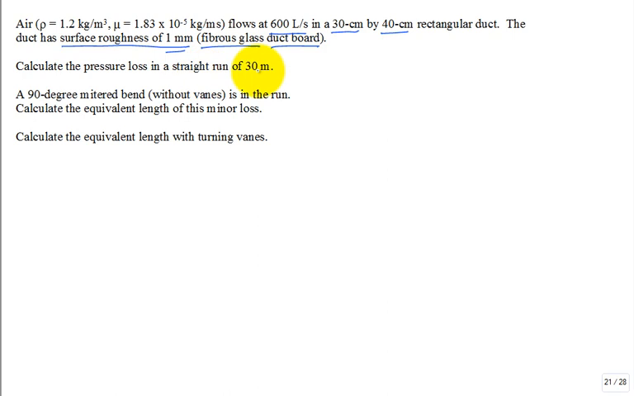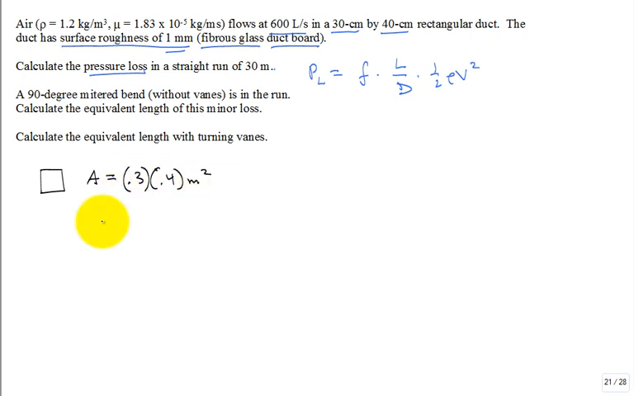Calculate the pressure loss in a straight run of 30 meters. Well, the pressure loss, okay, that would be P sub L equals the friction factor, times length over diameter, times one-half rho V squared. Well, what I'd have to do is say I have a rectangular duct of 30 by 40. So what's the area of that 30 by 40? 0.3 times 0.4 meters squared. True? And then the perimeter: 0.3 plus 0.4 is 0.7, times 2, that gives me the perimeter. So 2 times 0.7 meter. And then I'd get the hydraulic diameter, 4 times area over perimeter.